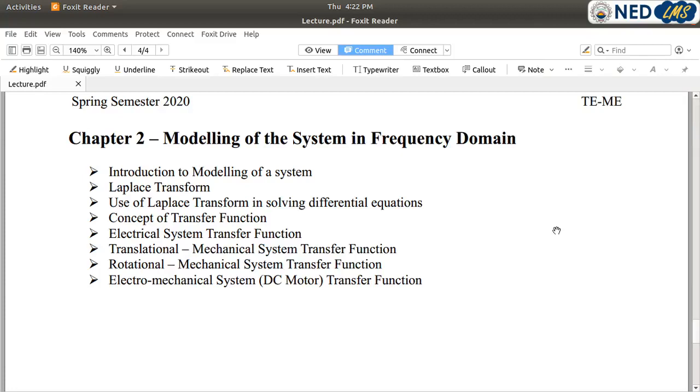Let's do a quick recap of the previous lecture. In the last lecture, we started the topic of the Laplace transform, which is the tool used to convert the time domain function into its equivalent frequency domain function or vice versa. Then we discussed the Laplace transform of the basic functions. Then we explored the different theorems that exist in the Laplace transform.